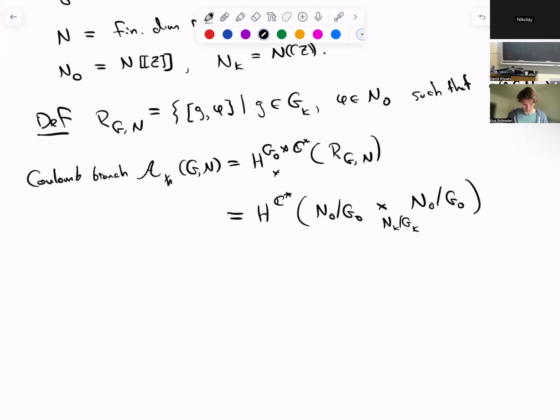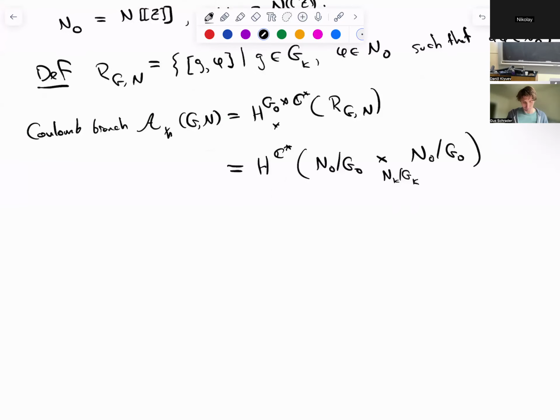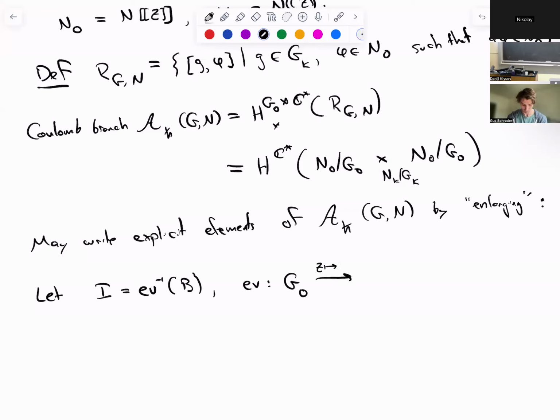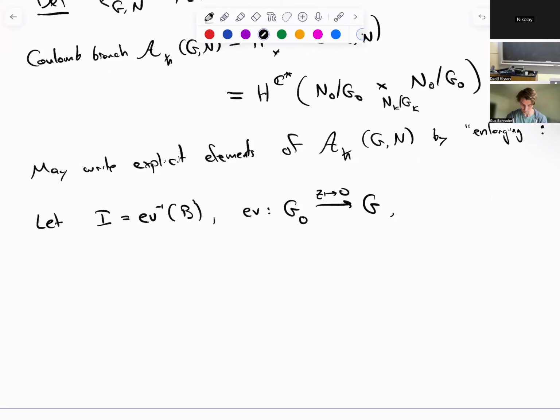And this was explained last week by Sonia, so I'll just quickly recall the setup. So we may write explicit elements of this Coulomb branch by enlarging. Here's what I mean. Let I denote the Iwahori subgroup. So this is the pre-image of the Borel under the evaluation map from G_O to G. And it's called the standard Iwahori.